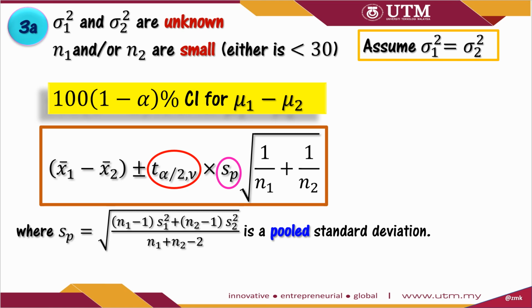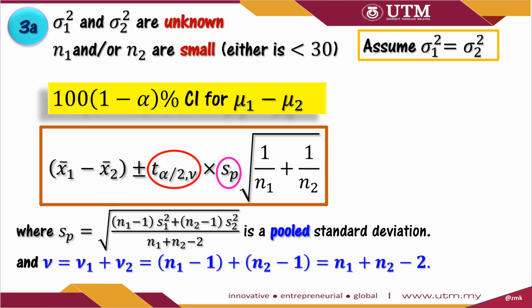Now the next question is, what is the value of nu, which is the degrees of freedom for the t-score in this case? The answer is quite simple. Nu is simply the sum of nu1 and nu2, where nu1 is the degrees of freedom from sample 1 given by n1 minus 1, and nu2 is the degrees of freedom from sample 2 given by n2 minus 1. Therefore, nu equals n1 plus n2 minus 2.